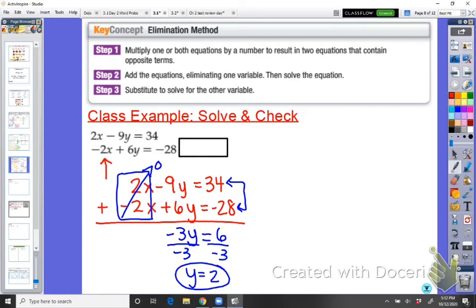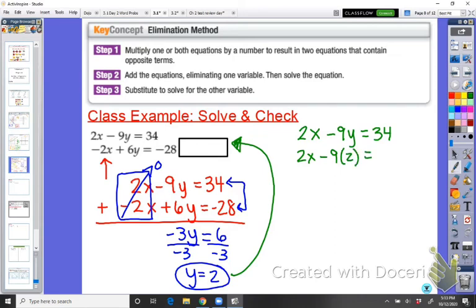So then we're going to take that negative 2 and substitute it back into one of the two originals. Doesn't matter which one. I'll just use the top one. So we found y is 2. So I'm going to replace y with a 2. This is 2x minus 18 equals 34. Oops, sorry, I made a mistake here. Y should be a negative 2 down there. So this is a plus 18.